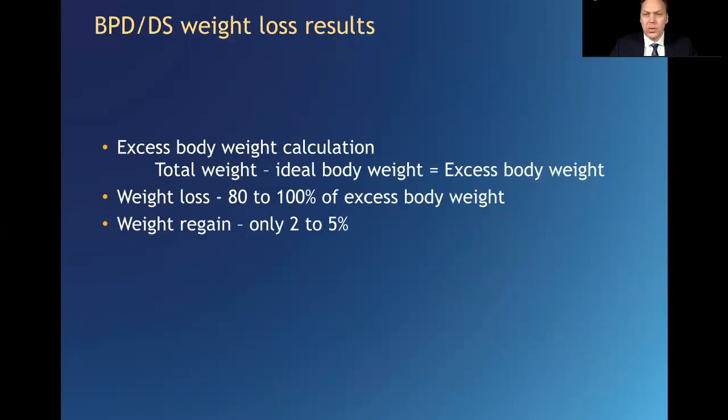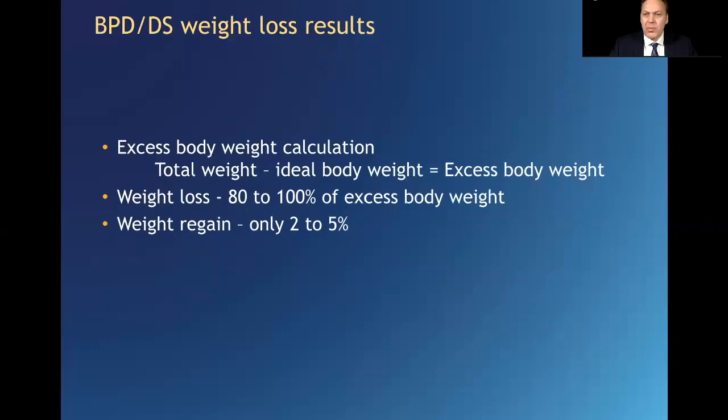Let me walk through this calculation just to make sure you understand how we calculate weight loss. First, we determine what is supposed to be your ideal body weight for your height. This is taken from predetermined tables. Then we subtract your ideal weight from your current weight. Let's say your ideal weight is about 150 pounds and your current weight is about 250 pounds, your excess weight will be calculated as about 100 pounds.